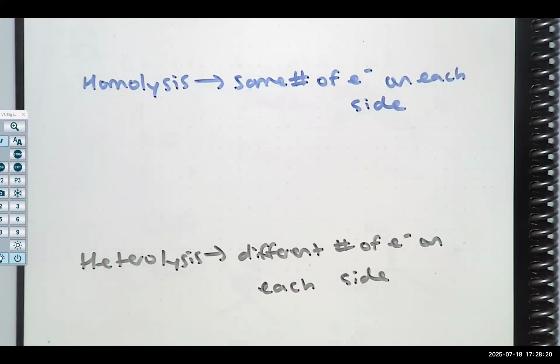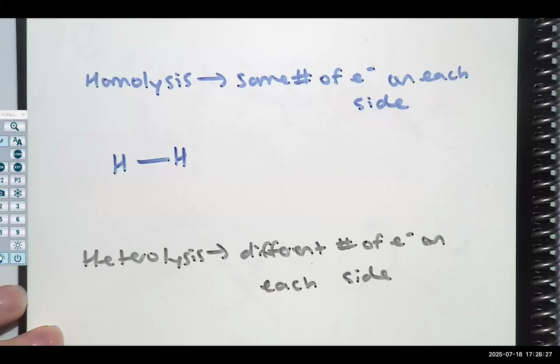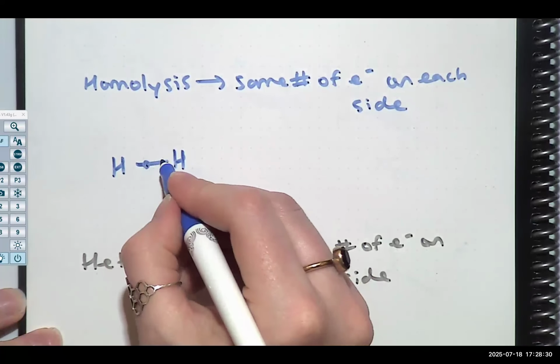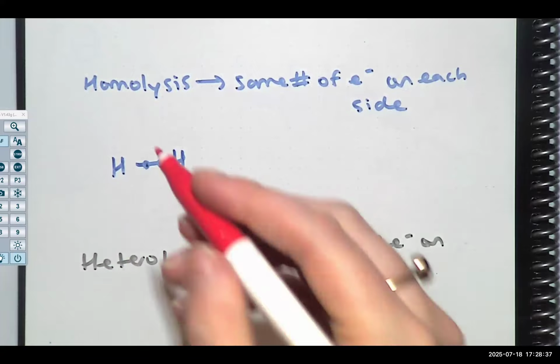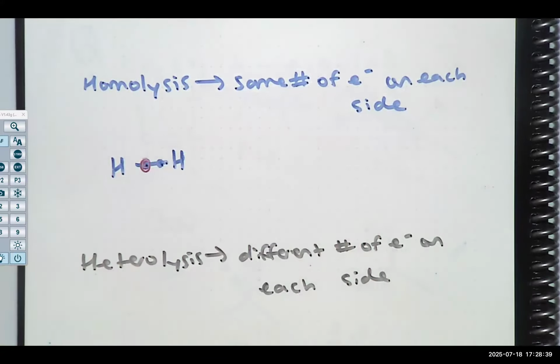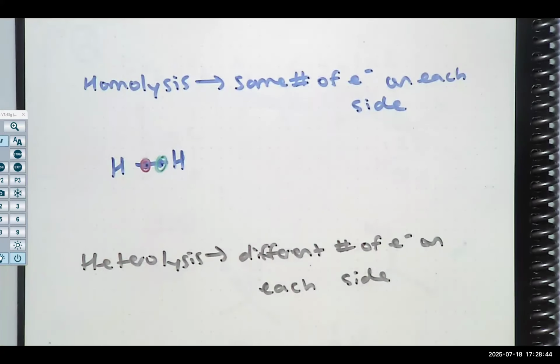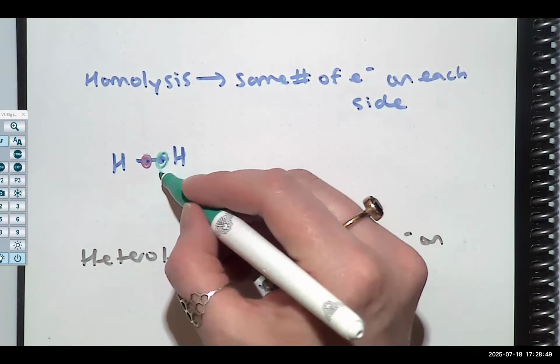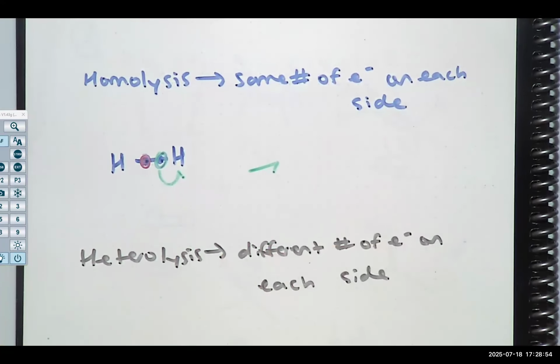So an example, I'll use two hydrogens being bonded together. If we have two hydrogens and they're bonded together, remember this bond is made up of two electrons. So I'm going to draw those electrons in as little dots. Actually, I'll draw them in as different colored dots. So here's one electron in red, and here's one electron in green. Those two electrons make up this bond, and they're going to split evenly for homolysis.